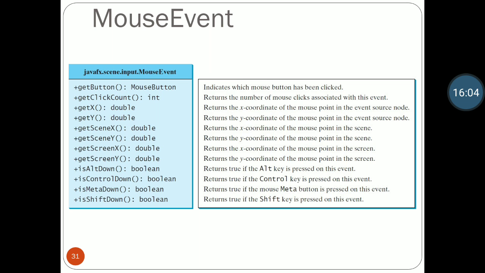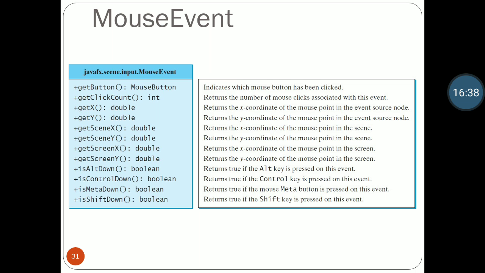Now let's see different events. First, mouse event. We have different mouse events. In that, first is the getButton method, that will indicate which mouse button has been clicked: left button clicked, right button clicked, or middle button clicked. Second method, getClickCount, that will return the number of mouse clicks associated with this event.